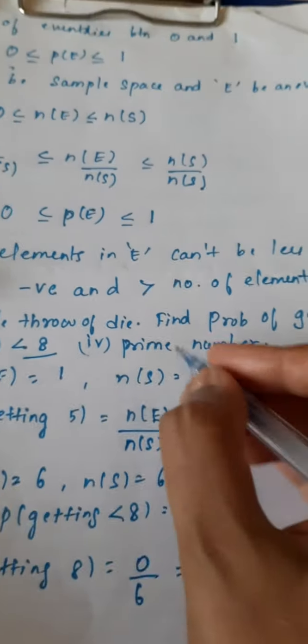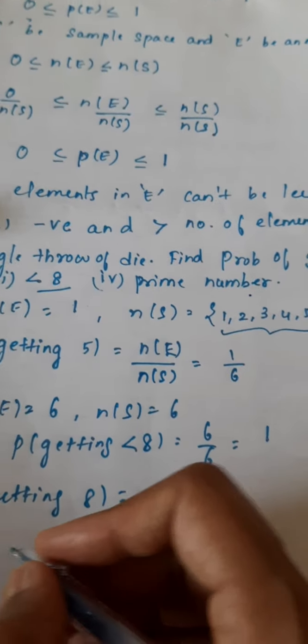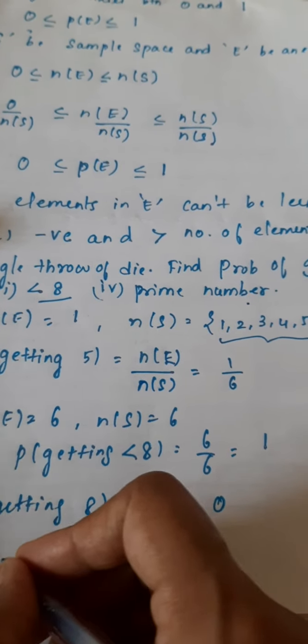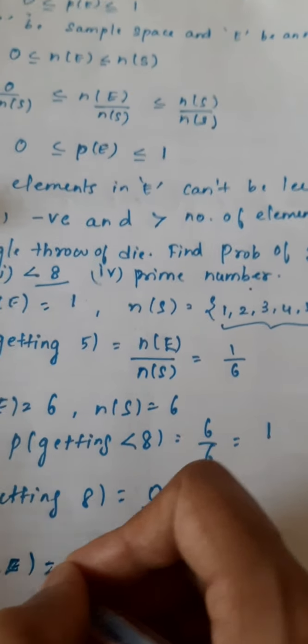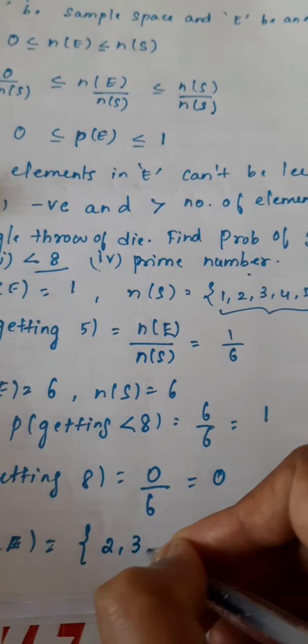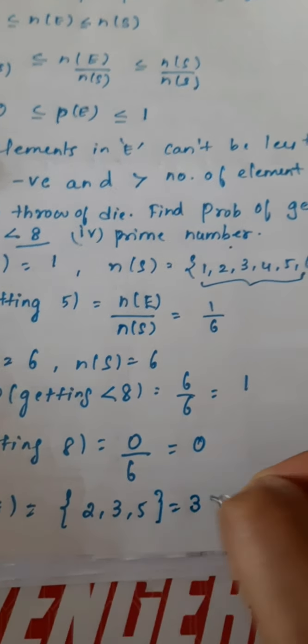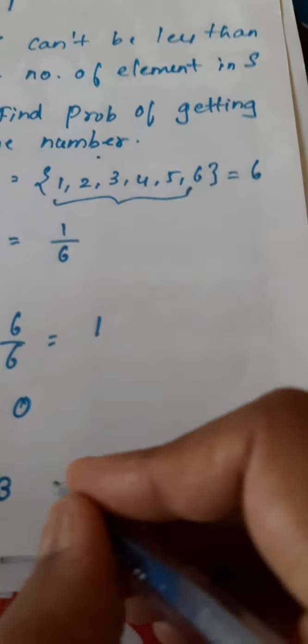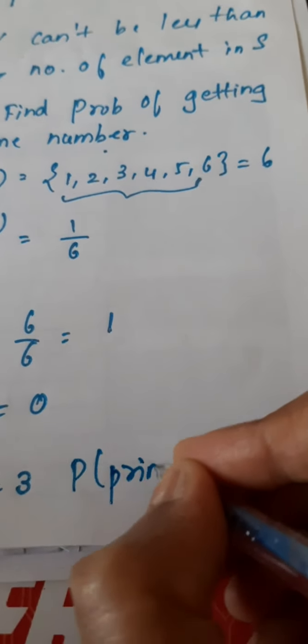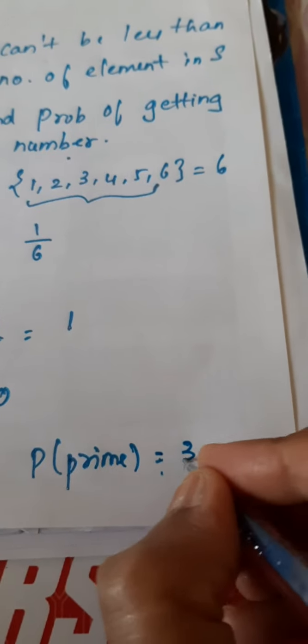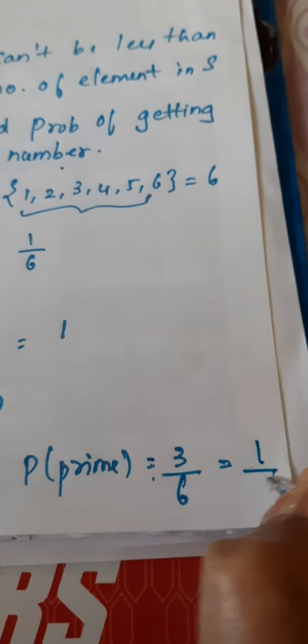Next, probability of getting a prime number. So of the 6 outcomes, prime numbers are 2, 3 and 5. So 3. So probability of getting prime number is 3 by 6. Further simplifying, 1 by 2.